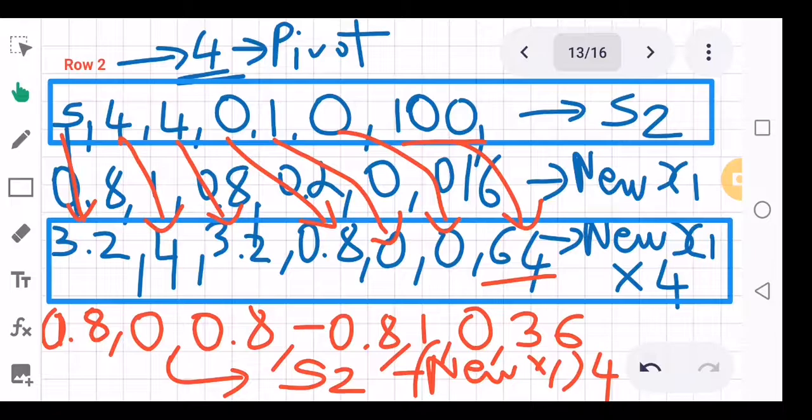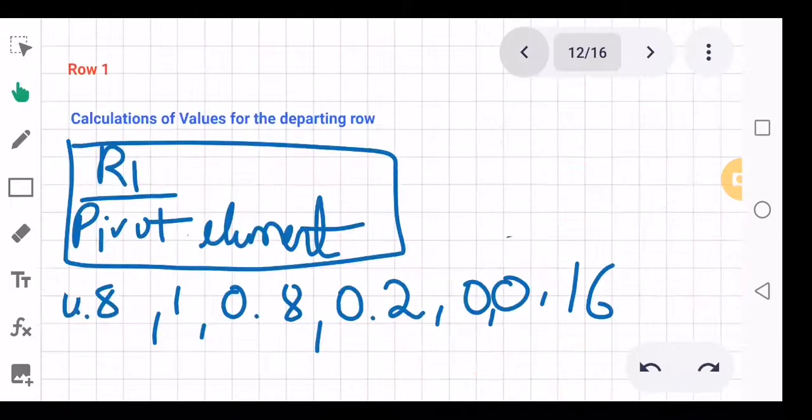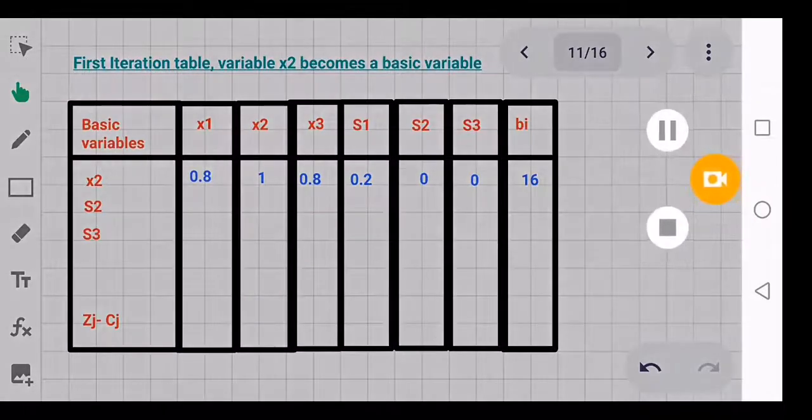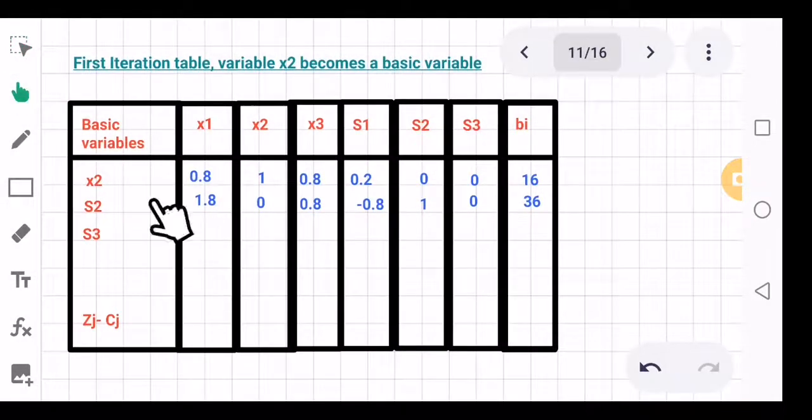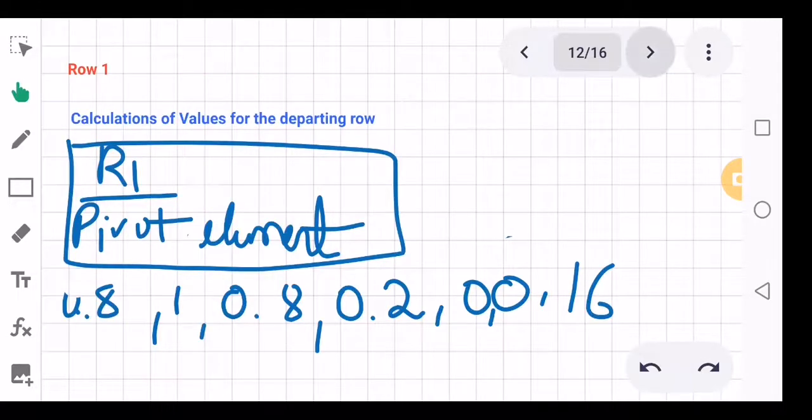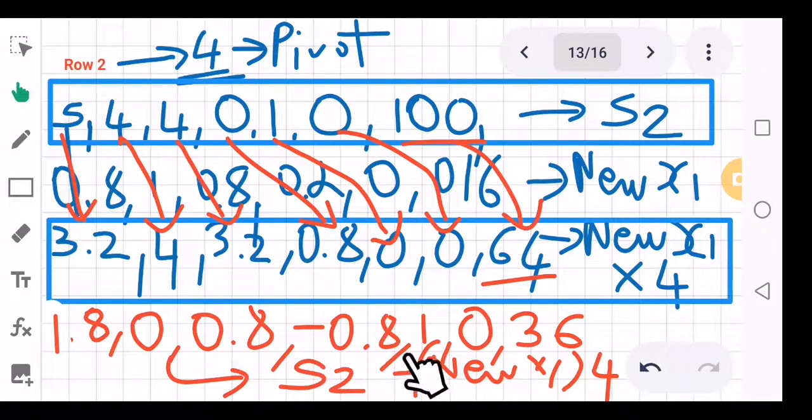Now I'll be putting down those values in this table. So now I'll just put down those figures over here, and this is 1.8, not 0.8. I calculated again, it's 1.8. This is 1.8, 0, 0.8, minus 0.8, 1, 0, 36. So that's how we got the values for row number 2, that is for your new S2 row. These are the values. How did you find it? Through this particular formula that I have written at the corner of the page. This is how we found it.